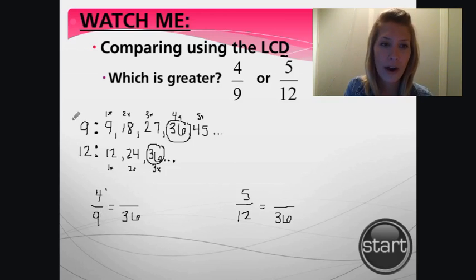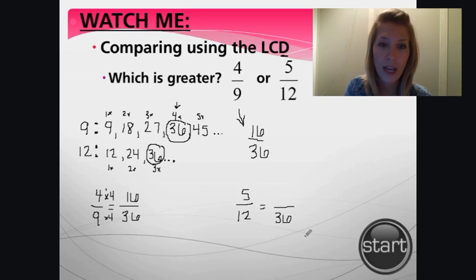So let's take a look at where we multiplied by different numbers to figure out what our multiples are. What times 9 equals 36? I'm going to look right here. 9 times 4 equals 36. And what we do to our denominator, we also have to do to our numerator. So let's multiply our numerator by 4 as well. 4 times 4 is 16. So our equivalent fraction for 4/9 with a least common denominator is 16 over 36.